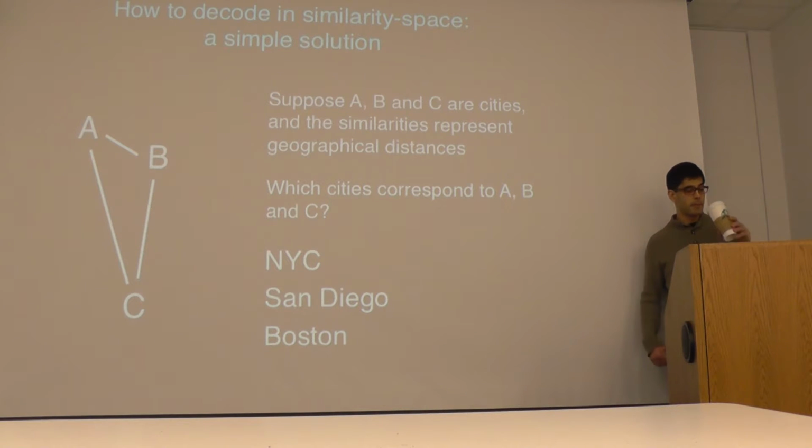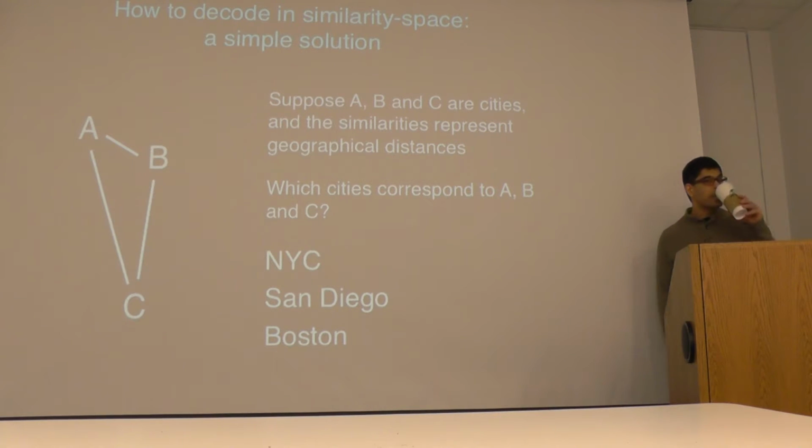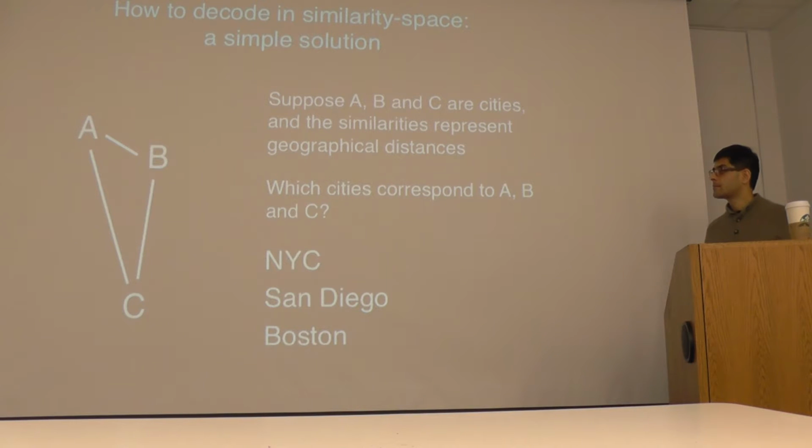This is not a trick question, by the way. Yeah, Adam. Well, San Diego's C, New York's B, and Boston's A. Exactly. Now the question is, how did you figure that out? My knowledge of geography. Exactly.